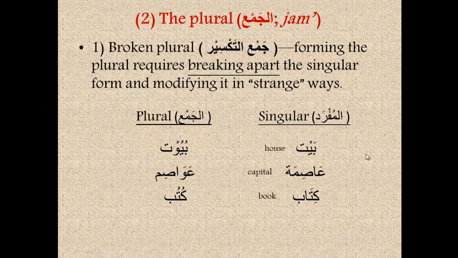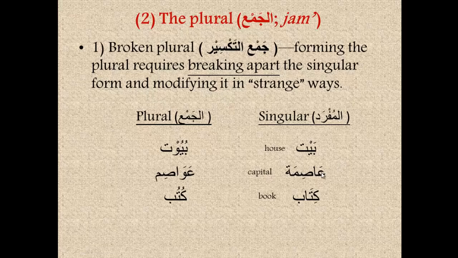Let's take a look at a few examples here. We have bayt, which means house. The plural becomes buyut. So we have a very random waw thrown in there. And we've also changed the vowels on the ba and the ya to two dhammas.